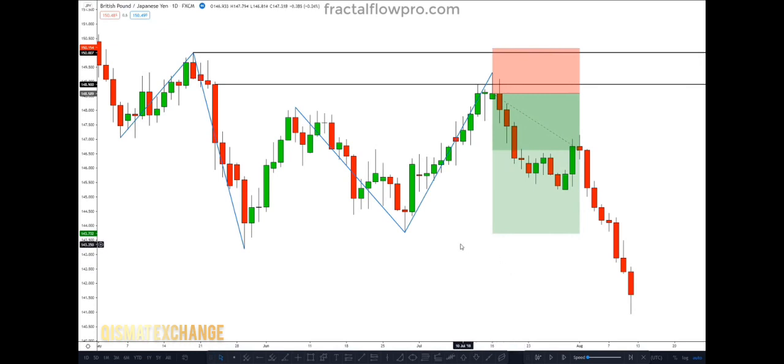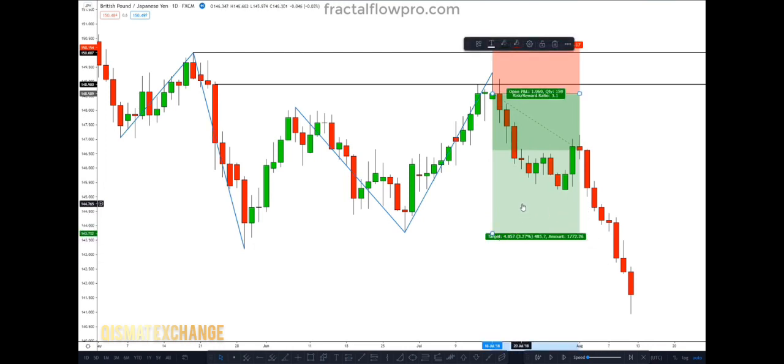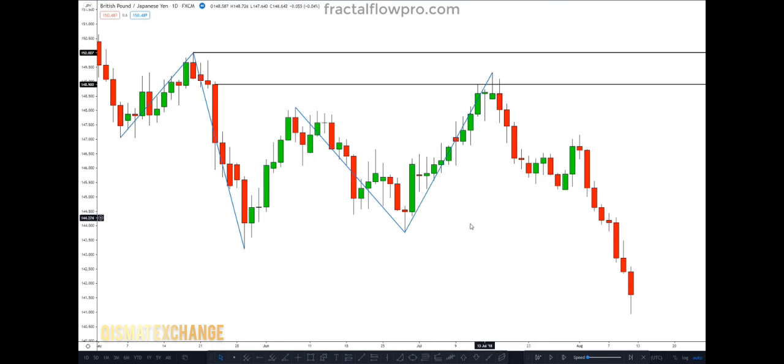You can clearly see here that sellers indeed show up again and supported the short trade. These two examples highlight how supply and demand zones work in optimal scenarios. However, in real life, things are not so pretty.